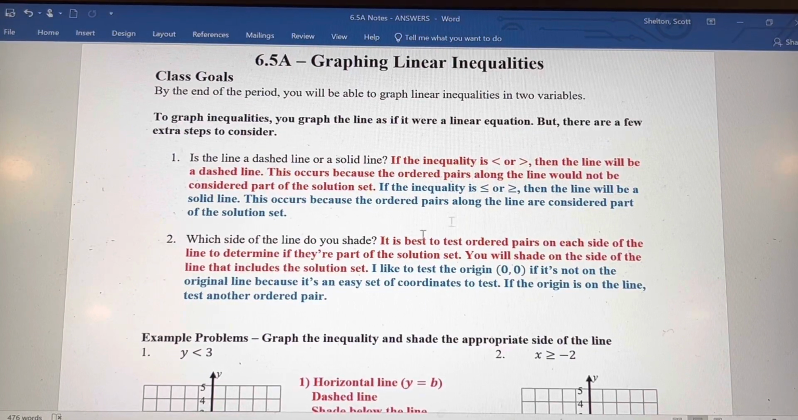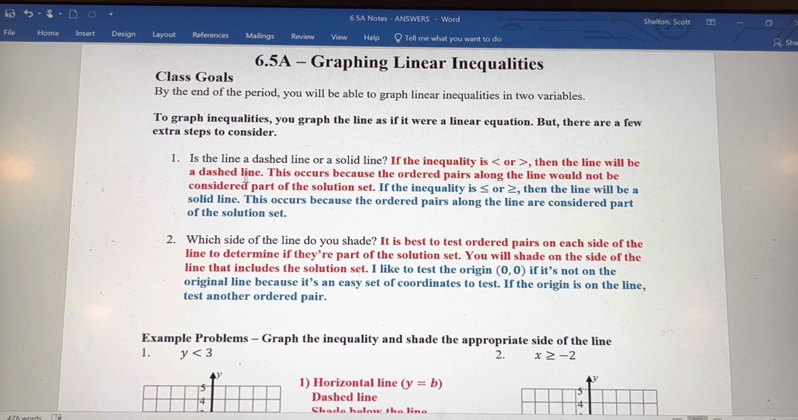All right, so this is part 2 of graphing linear inequalities. If you're coming to this video first, you'll want to go back and watch part 1. Remember, when we're graphing inequalities, you're going to graph the line just like it were an equation first. Then we're going to determine if the line is dashed or solid, and then we're going to determine which side of the line we shade.